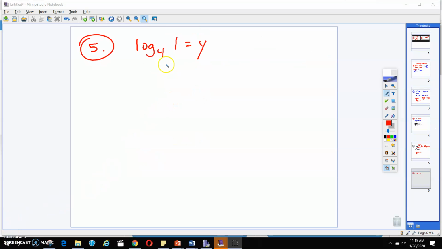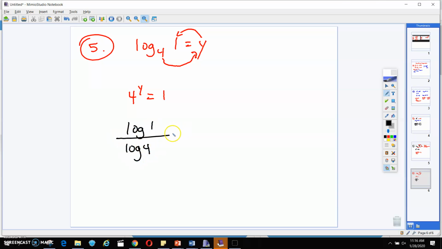Okay? So when we write this, we're going to put this in exponential form. We're going to start at that 4, go to our y, and then write our 1. So 4 to the power of y equals 1. If you wanted to solve this, because if you didn't know this off the top of your head, you would plug it into your calculator by saying log of 1 over the log of 4. What does that give you?